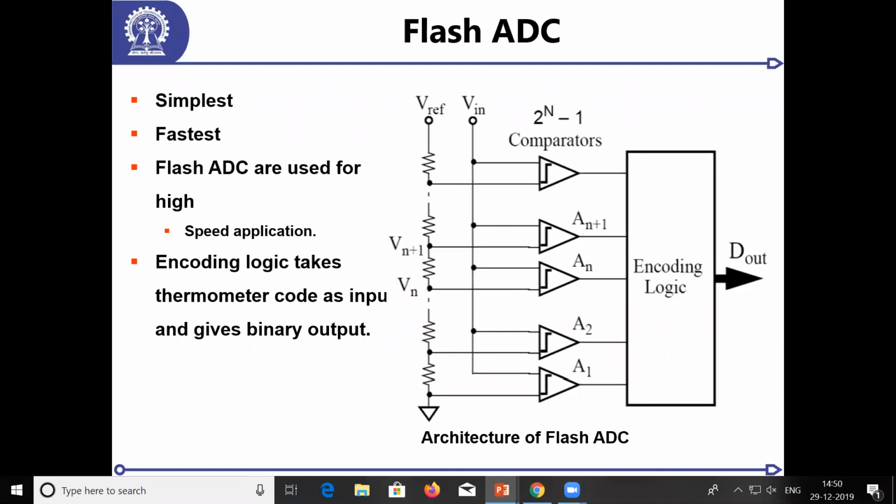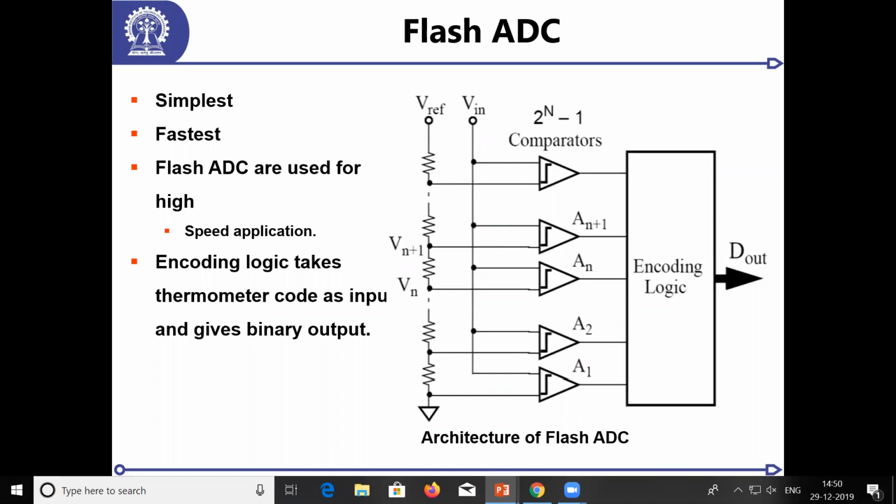Now keep in mind that this kind of quantization is called thermometer code. Why is it a thermometer? As the signal increases, the number of ones keeps on increasing, just like in a thermometer. The mercury keeps increasing if the temperature keeps rising. Similarly, as the voltage keeps increasing, this number of ones will keep on increasing. So this is called a thermometer code. And this thermometer code is converted back into binary using an encoding logic.